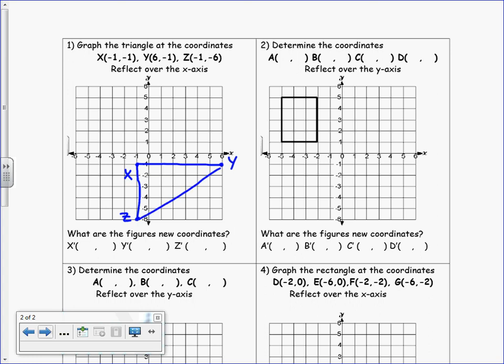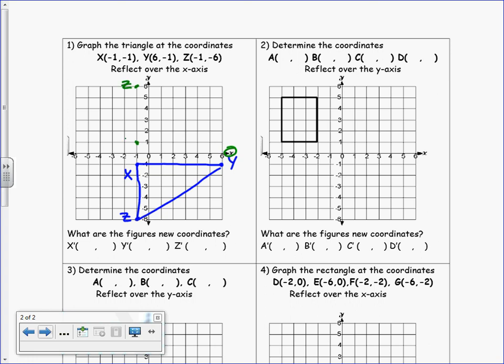Now it says reflected over the x-axis. So this is what I'm going to do. Take a look. All right, I'm going to go ahead and do it in a different color. If z is at -1 and down 6, z is going to still stay at -1 because it says reflect over the x-axis. It's going to be at -1, just up 6. It's the exact same distance, except it just happens to go up instead of down. If x is at -1, down 1, it's going to be at -1, up 1. So that was my z.